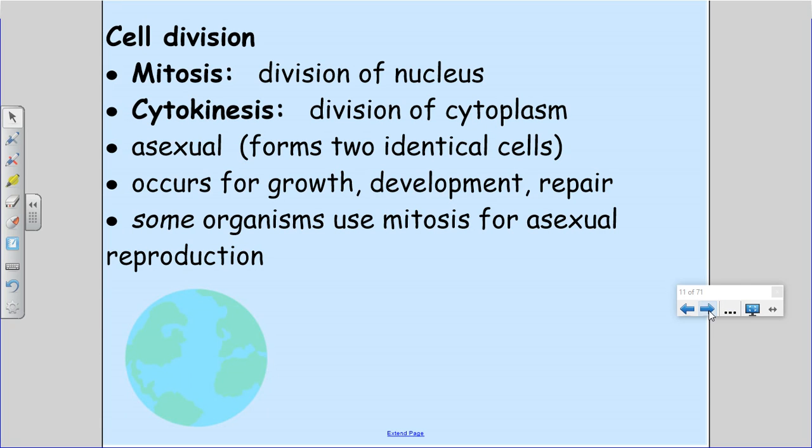It is a form of asexual reproduction because we're making two identical cells. Some organisms will use this for actually making a new organism, so unicellular eukaryotes. But normally it's going to occur for growth, so to get bigger, development, and then repair. So if your skin is cut, it grows back by mitosis.